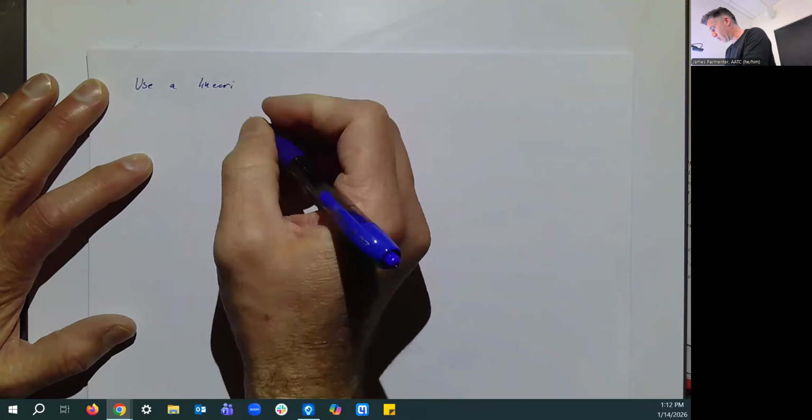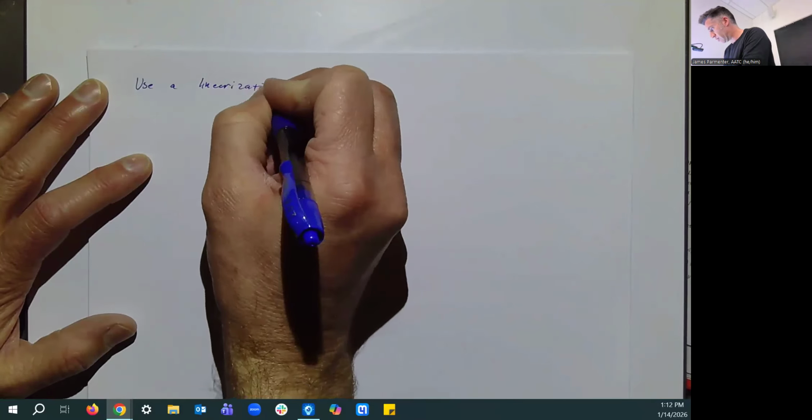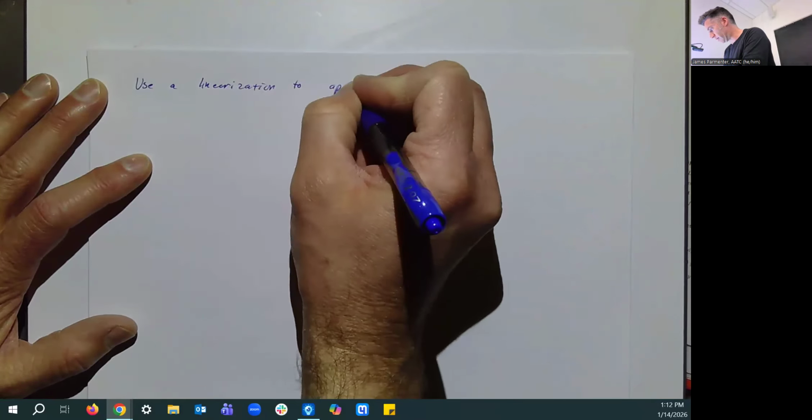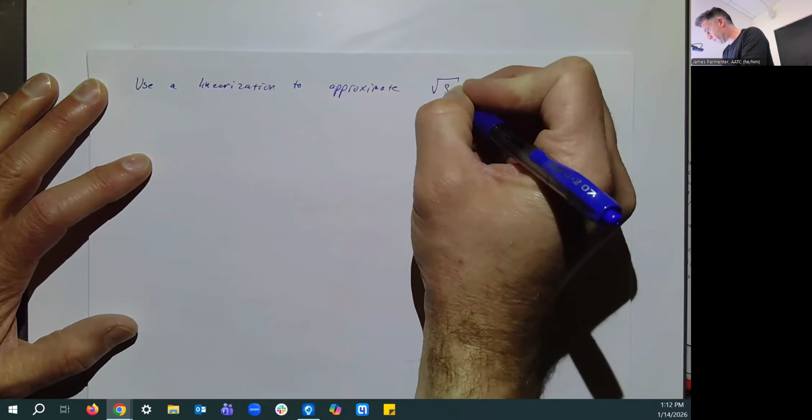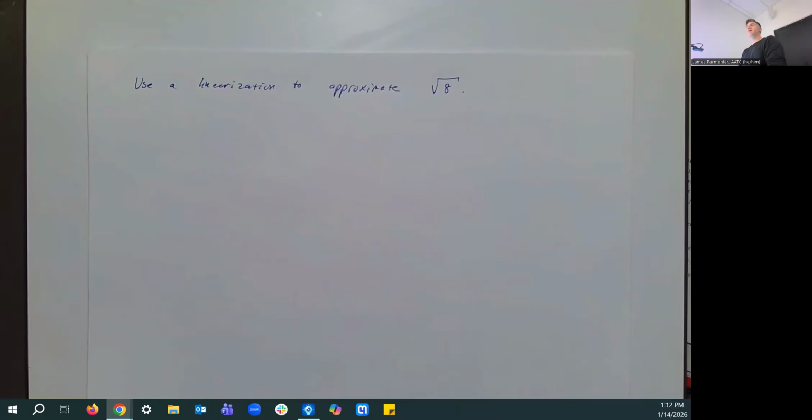So let's use a linearization to approximate or estimate the square root of 8. And just from the get-go, I'm thinking, okay, I know that 9 is kind of the closest nice square number, so this should be a little bit less than the square root of 9. So we should get something a little bit smaller than 3. Let's actually do it though.